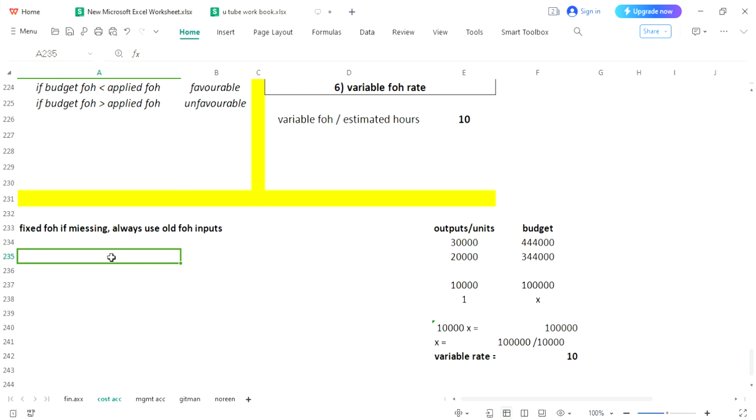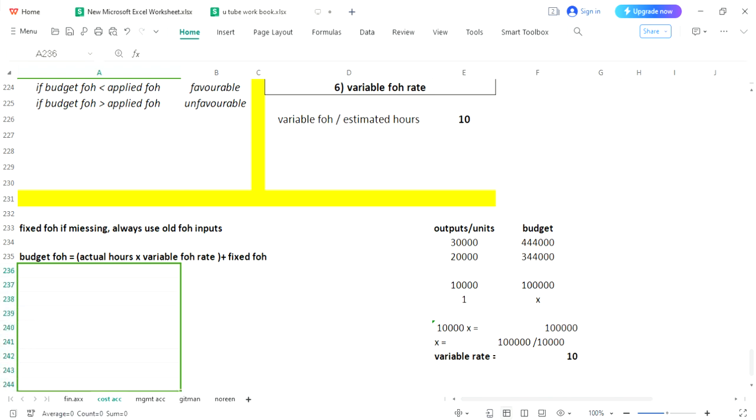Please be focused. For budget FH, we need the budget FH formula. How do you calculate your budget FH? It is actually calculated with two statements: actual hours or units, multiplied by the variable FH rate, and you will add fixed FH. So this is our formula for budget FH.